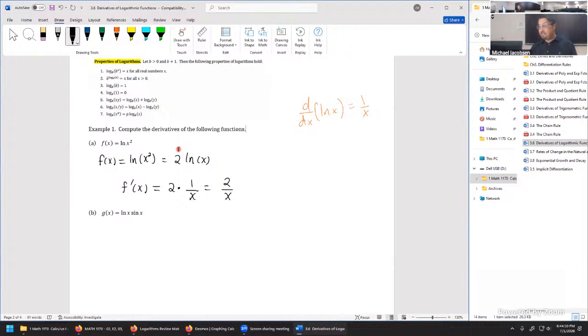What's one down? G of x goes differently though. That's a product rule. There's nothing we can do with properties of logarithms to avoid the fact that that's a product rule. So sometimes it's a product rule and there's no getting out of it. And we'll review the product rule on this one to see how it goes. But any questions or comments at all with part A?